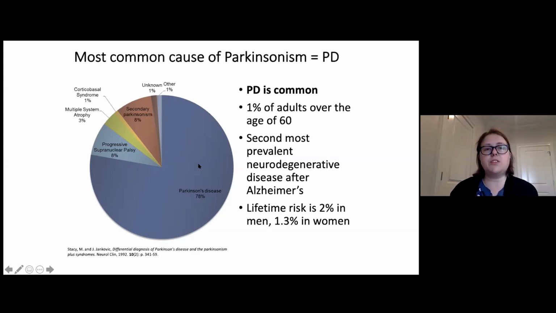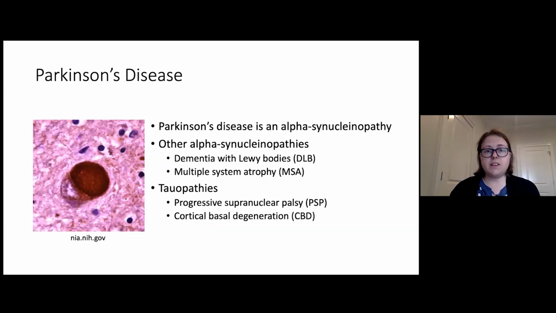And then, as I mentioned, I'm going to highlight just some of the other causes of Parkinsonism, which include secondary Parkinsonism or the atypical Parkinson's syndromes. This is not that important to caring for patients, but it is sometimes a board question, so I just wanted to mention it.